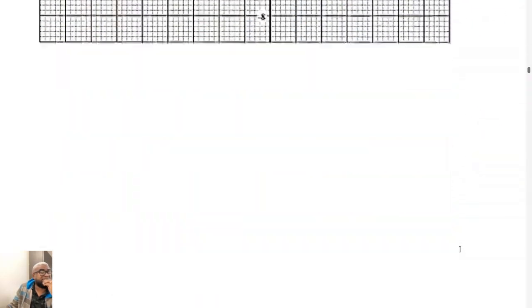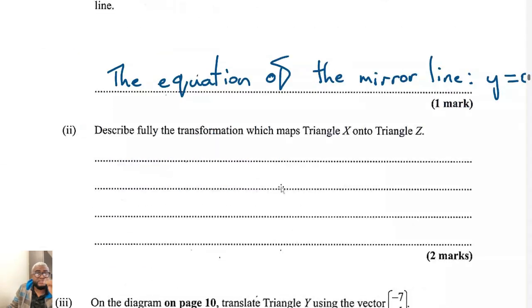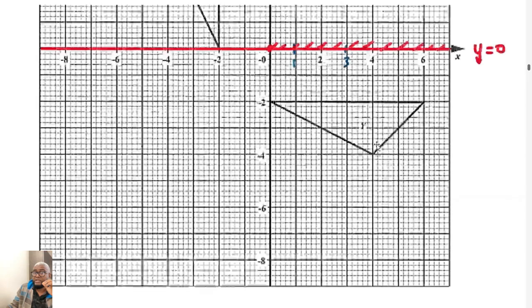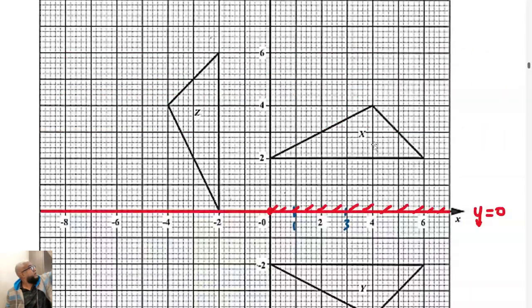Now the question did not ask us to show how it is a rotation. They just wanted us to describe fully the transformation which maps X onto Z. So look, this triangle moved from there and rotated to Z. But we need to figure out where the center of rotation is. The center of rotation would actually be the origin. It moved from here to here. Now, if your origin is your center of rotation, you see this point here? This point is the same point here. So if I draw a line from this, let me draw it in a different color.